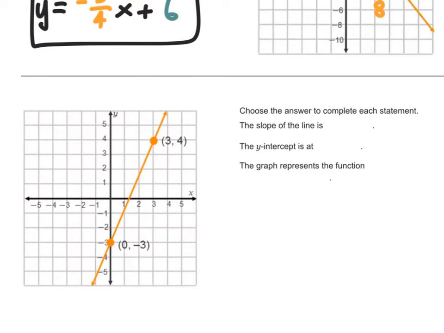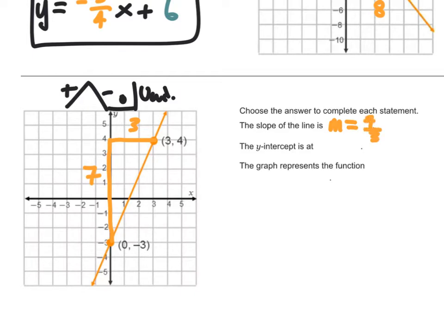Okay, let's take a look at this one. This is a practice one. It says choose the answer to complete each statement. Let's look at what the slope of the line is by going from one point to the next. To go from -3 all the way up to +4, that's a length of 7. Then I run a horizontal length of 3. Because we're going in this direction, I know it's positive. My value for slope is m equals +7/3.